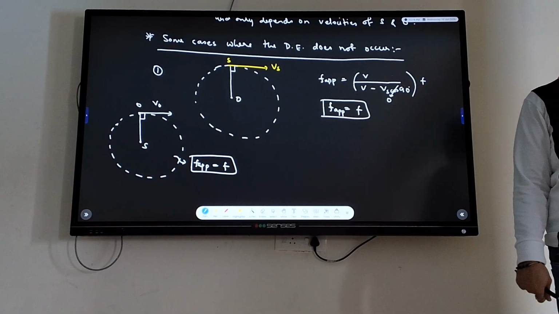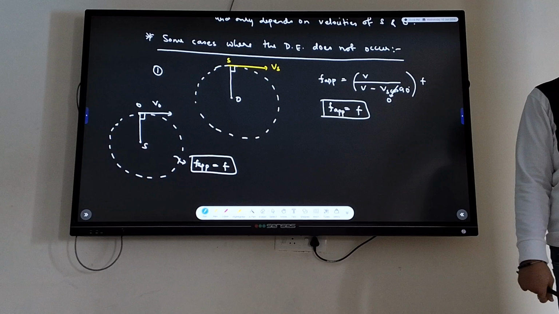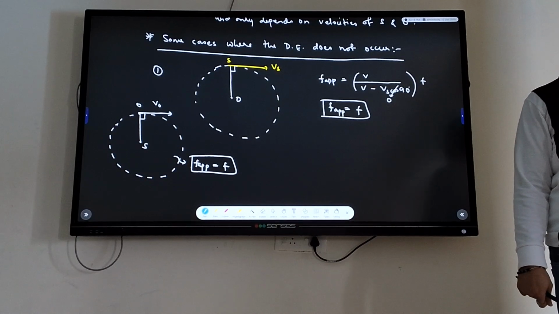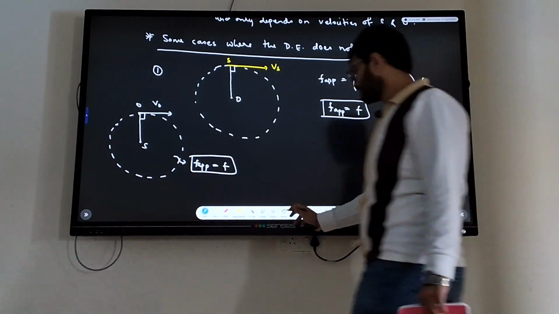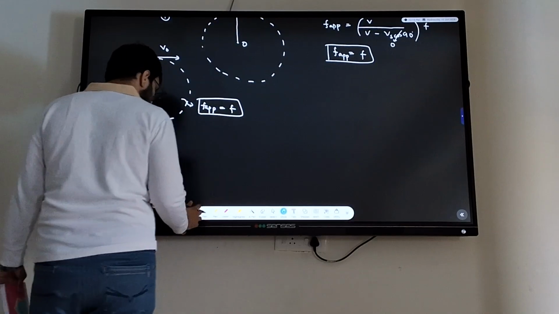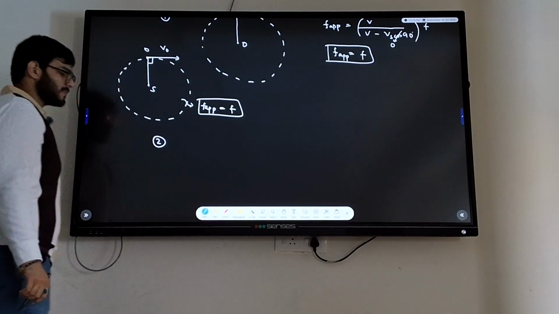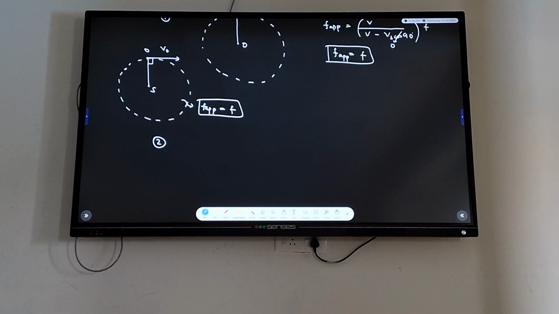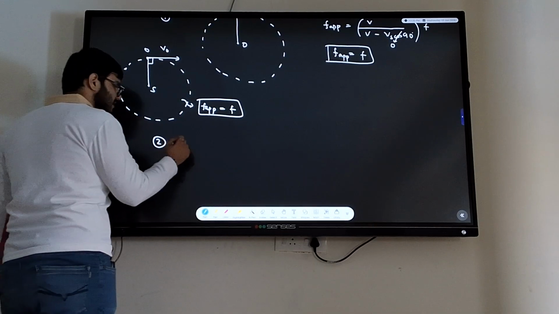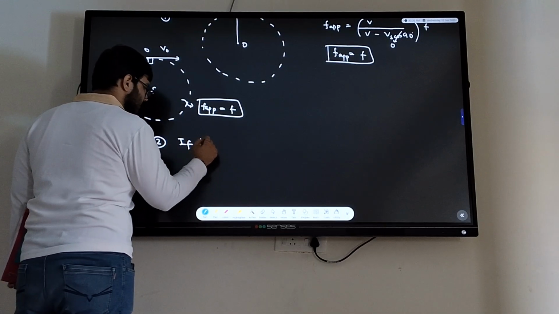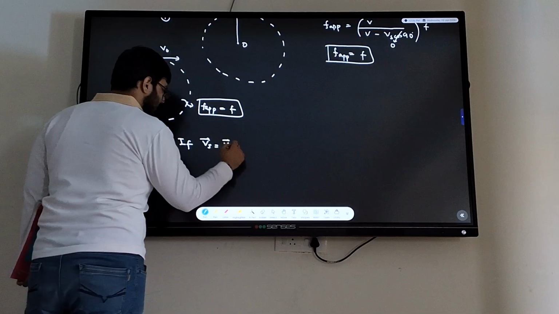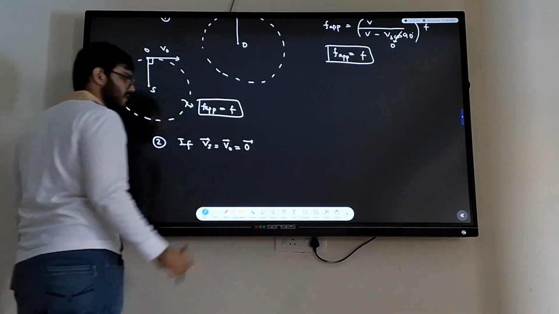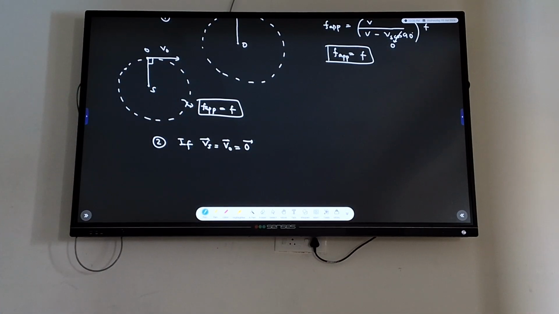This is point number 1 in which Doppler effect does not occur even if there is a motion. Point number 2 can be as he raised it. What if the source and the observer are not moving at all? What if the velocity vectors are 0 vectors? If Vs is equal to Vo is equal to 0 vector, then what happens?